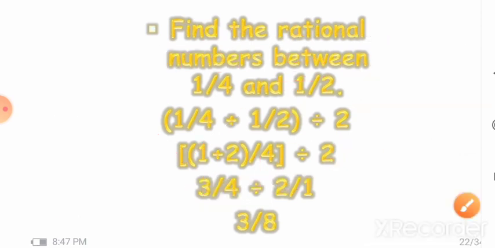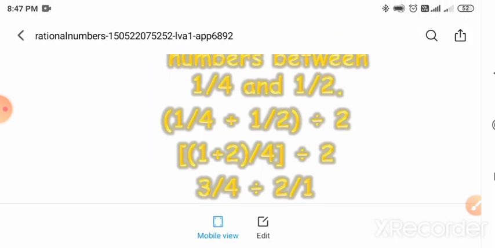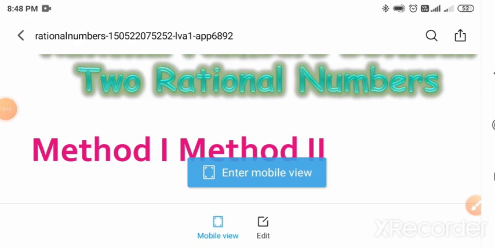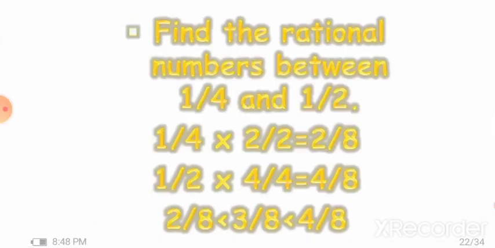There are three methods only. The first method is to calculate one rational number between these numbers; the formula is (a plus b) by 2. If calculating more than one rational number between two numbers, first equalize the denominator. After equalizing the denominator, multiply the numerator and denominator by n plus 1. So you can calculate the n rational numbers between these numbers. It's a very easy formula.